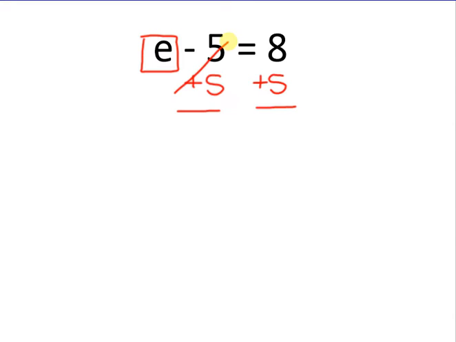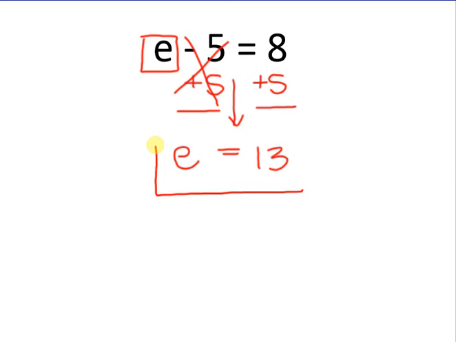Minus 5 and plus 5, they cancel each other out. They undo each other. That's what those inverse operations are. So all I'm left with over here on this side of the equal sign is E, and I bring down my equal sign, and 8 plus 5 is 13. So in this case, E equals 13.